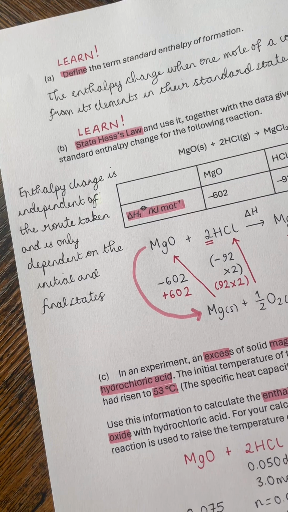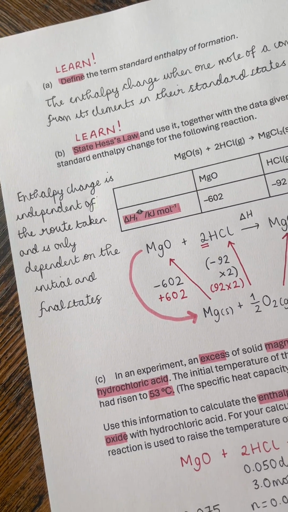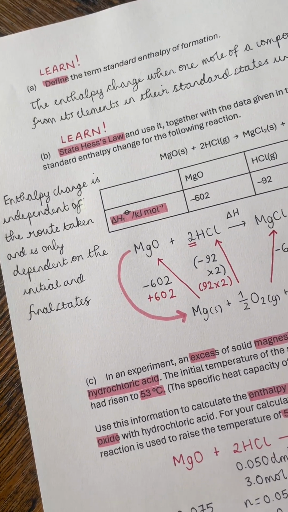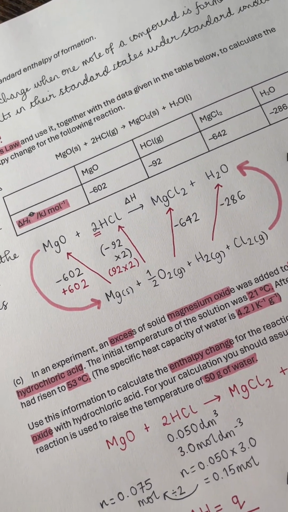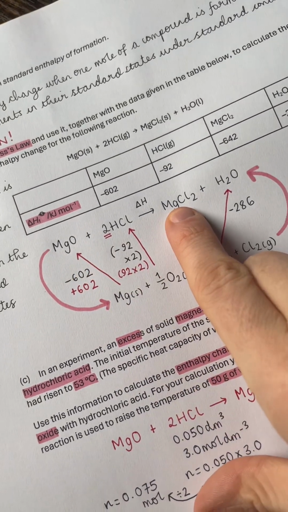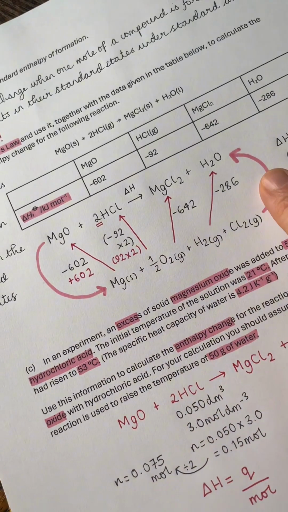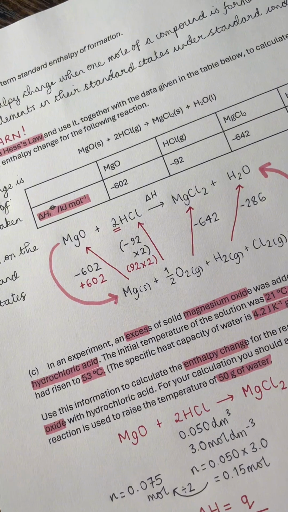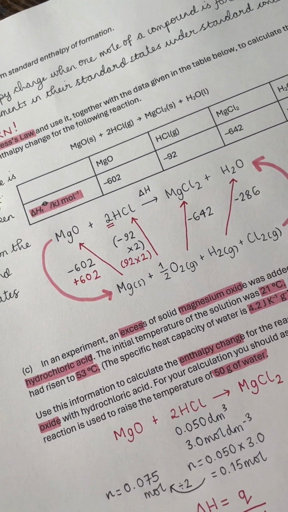What does that mean in slightly plainer English? It basically means it doesn't matter how many steps it takes us, so long as we start with the reactants and everything is the same about the reactants, and we finish at the products and everything is the same about the products. It doesn't matter whether we go the direct route or we go slightly around the houses. If we go slightly around the houses and we add those processes together, it will give us the same value as if we were to work out the process directly. So that's what it means by then applying Hess's law.